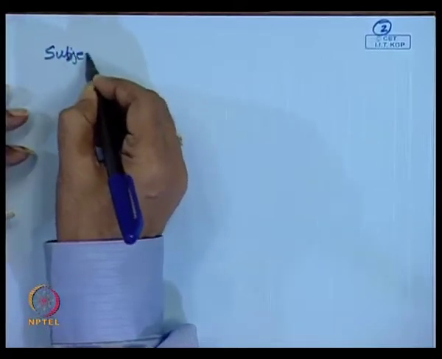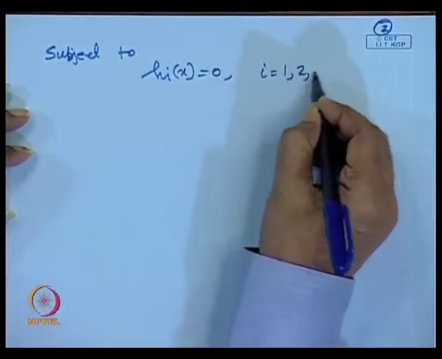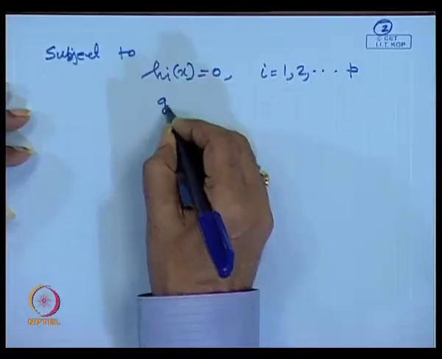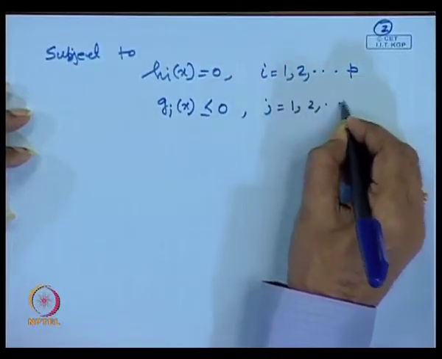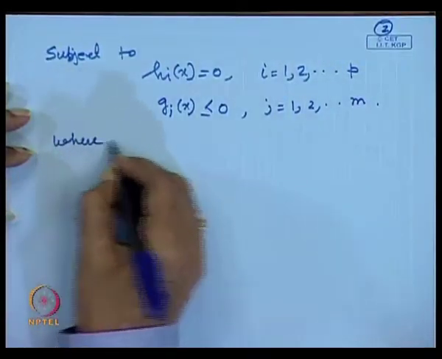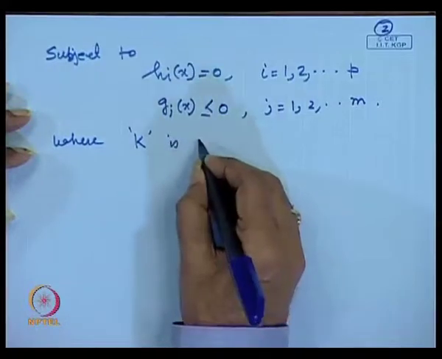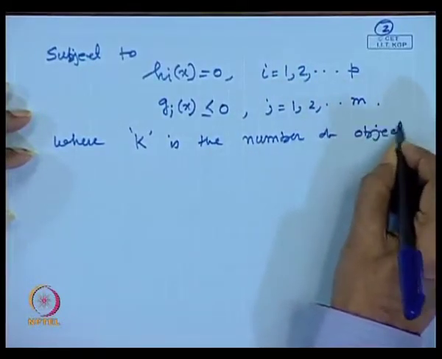Our constraints are equality constraints and inequality constraints, subject to h i of x is equal to 0, i is equal to 1, 2, up to p, the equality constraints. The constraints may be linear or nonlinear, and our objective function also can be linear or nonlinear. Our inequality constraints are g j of x less than or equal to 0 for j is equal to 1, 2, up to m, where k is the number of objective functions to be optimized in the optimization problem.